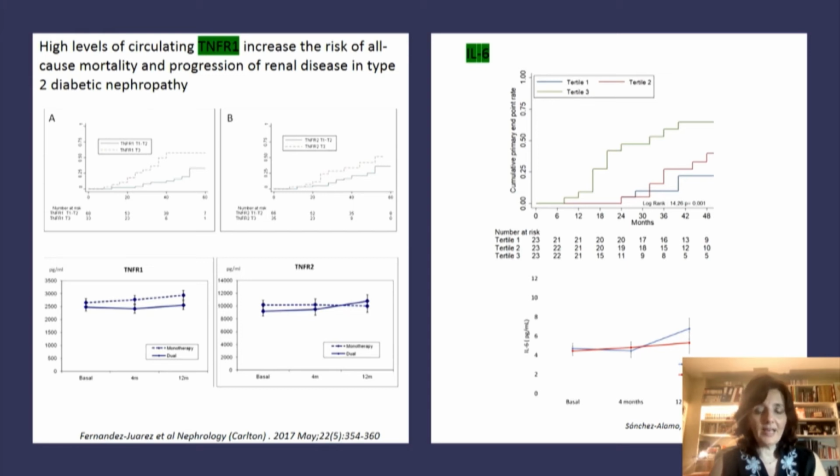But when we analyzed the evolution of these parameters before and after RAS blockade was started, we didn't find any difference between them. So RAS blockade didn't change inflammation in these diabetic patients.